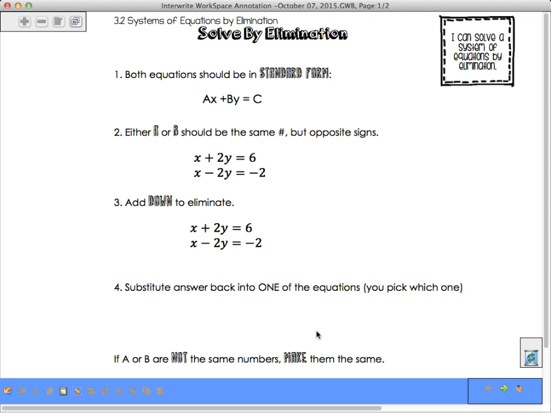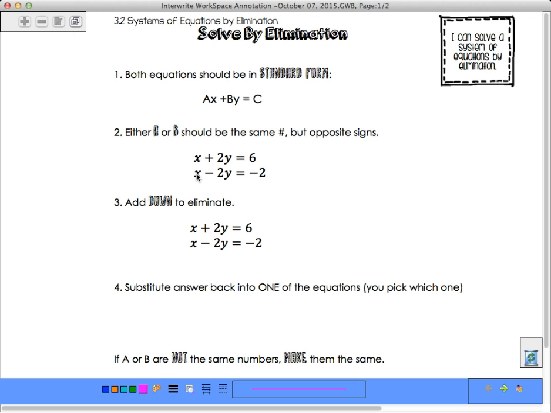All that means is that you have a number times x plus a number times y equals some number. So a, b, and c here, they're just numbers. So ax plus by equals c. You want x and y on the same side of the equal sign. And for elimination to work, either a or b should be the same number, but opposite signs.